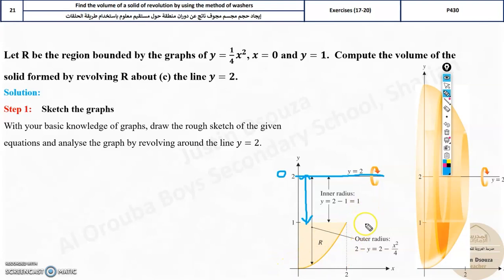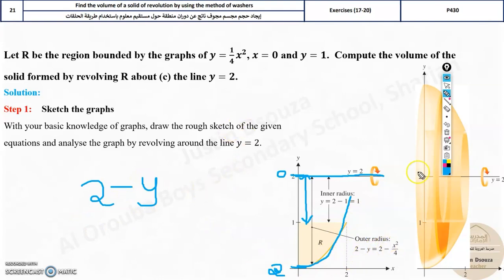But what about the outer radius? From here to here, it is 2 distances, isn't it? But look at this line. This equation varies, isn't it? So you need to do 2 minus whatever the variation of this equation, 2 minus y.